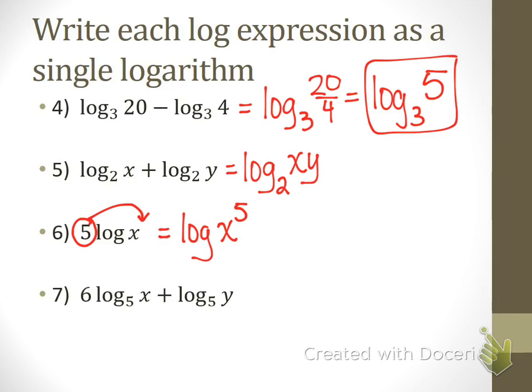All right, on number 7, we are going to use two properties, and we have to be careful what order we use them in. What property or what part of this do you think we need to deal with first? Product will come second. Power has to come first. Okay, so be careful. Make sure there's nothing out in front of your logs before you start trying to use power or quotient.